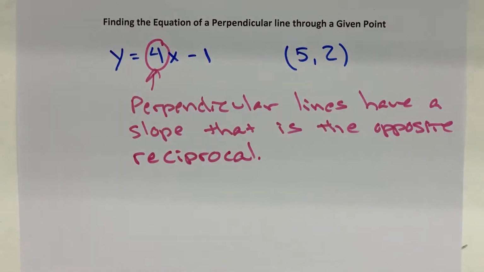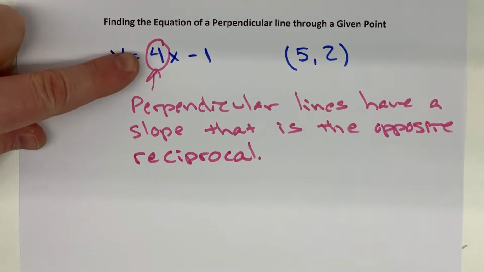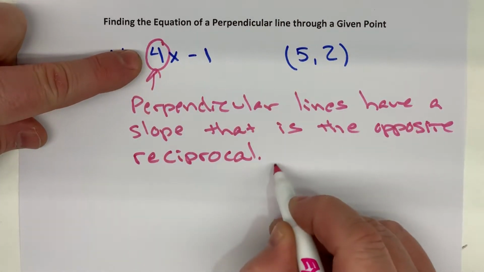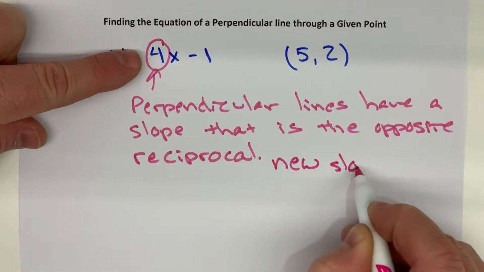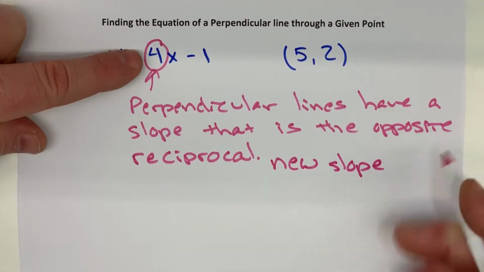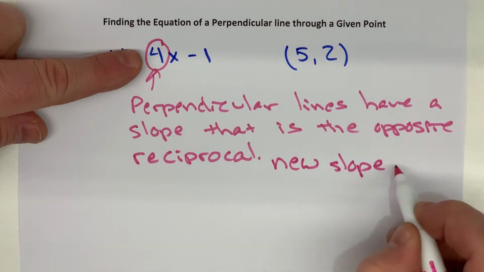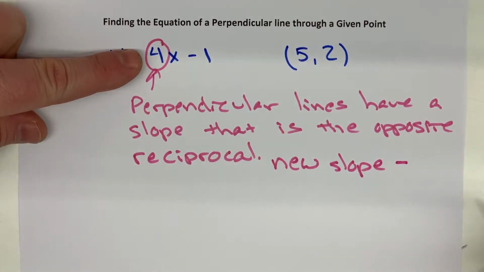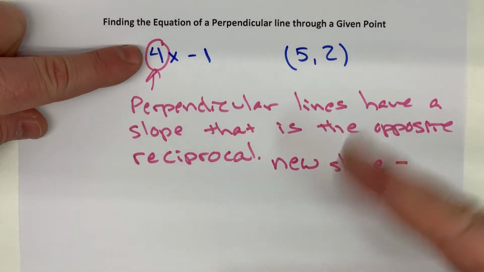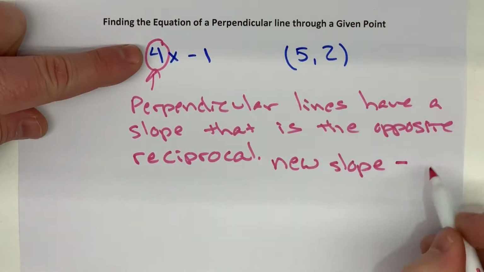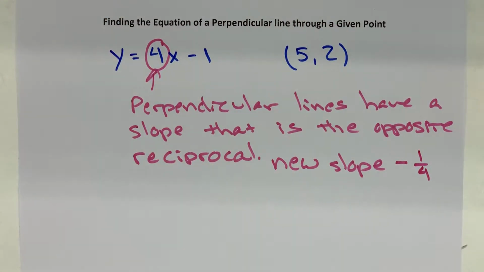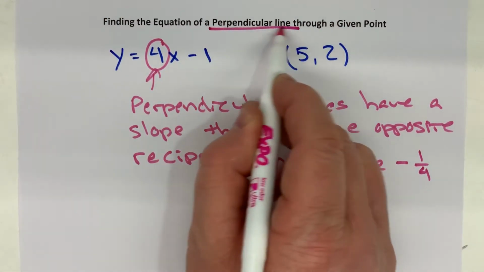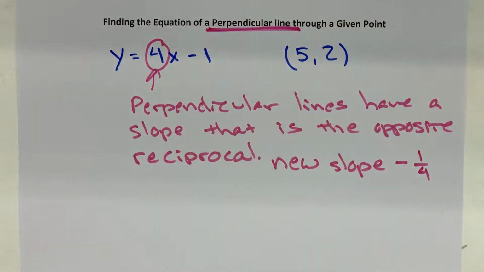So if my slope for the line up here was 4, for my new slope I'm going to do the opposite. So instead of positive, it's going to be negative. And instead of 4, I do the reciprocal, so I just flip it over. Instead of 4 over 1, it becomes 1 over 4. So my new slope for a perpendicular line, instead of 4, is going to be negative 1 over 4.